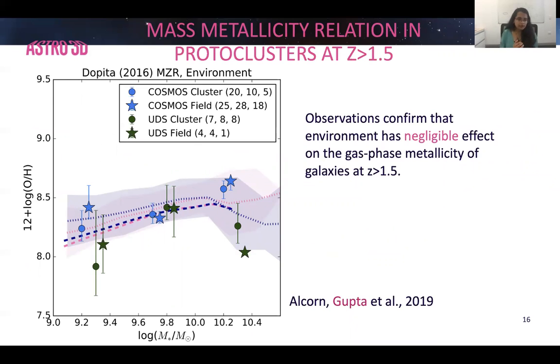So this paper came out last year, and we used two clusters, the COSMOS and UDS clusters. UDS is at redshift of 1.6 and COSMOS is at redshift of 2. We measured the mass metallicity relation for these two clusters and found no effect of environment directly. So basically similar to what we saw in simulations, right?